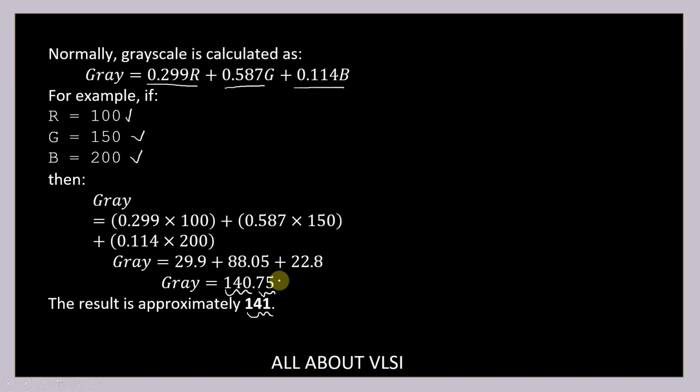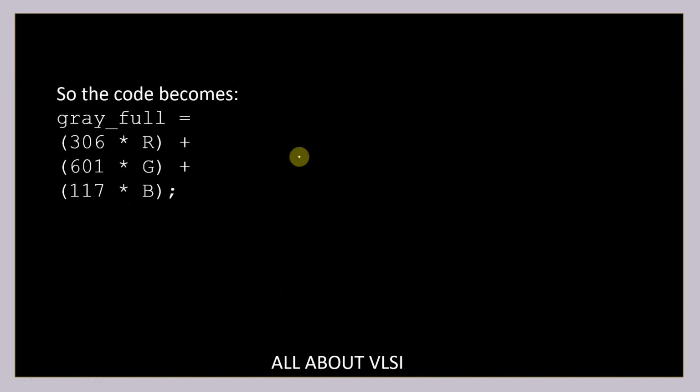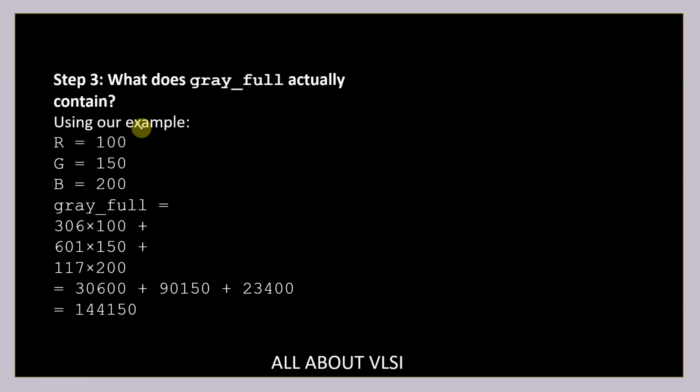Now, when we are dealing with it in hardware, instead of preferring floating numbers, what we have done is we have multiplied every coefficient, 0.299, 0.587, 0.114, by 1024, and we got new values. Using these values, we were multiplying our R, G, and B, and adding them so that we get gray underscore full. This we have already seen.